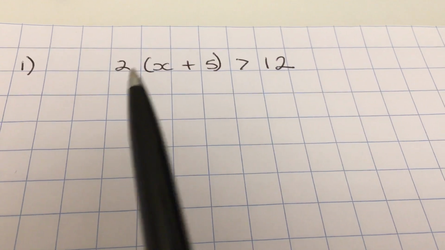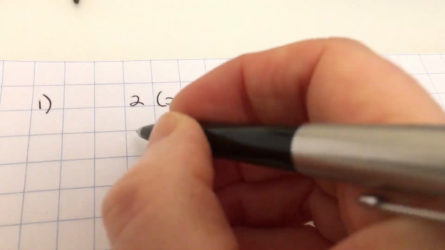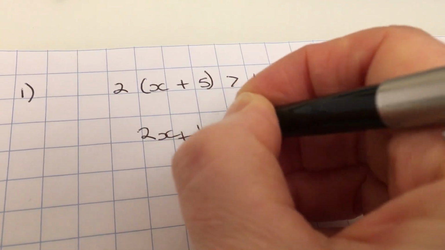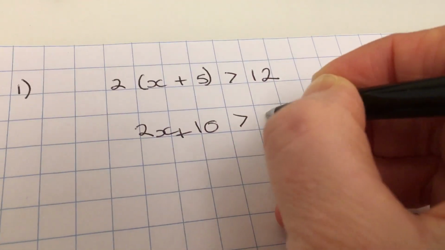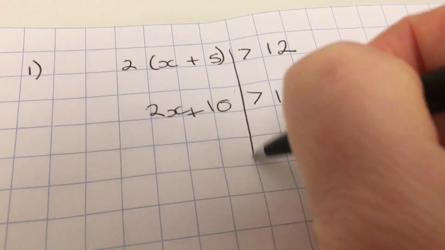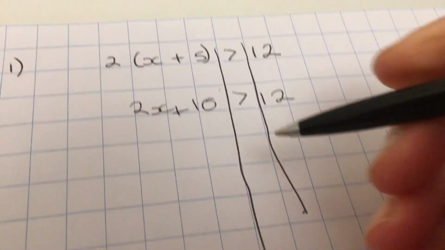In this case we do 2 times x, which is 2x. 2 times 5 is 10, and then that's greater than 12. Remember, we then put the lines down the inequality signs.